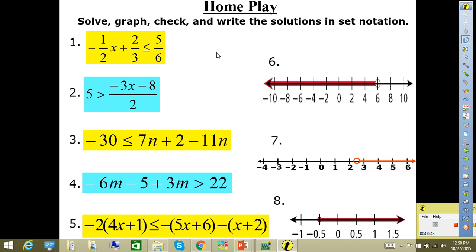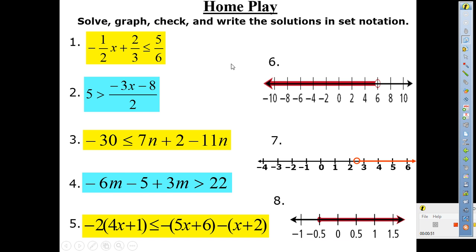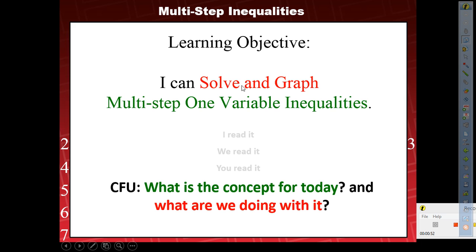So, only 8 problems for home play. Make sure you bring those in tomorrow. Our objective for today: I can solve and graph multi-step one variable inequalities. Read it together. 1, 2, 3.